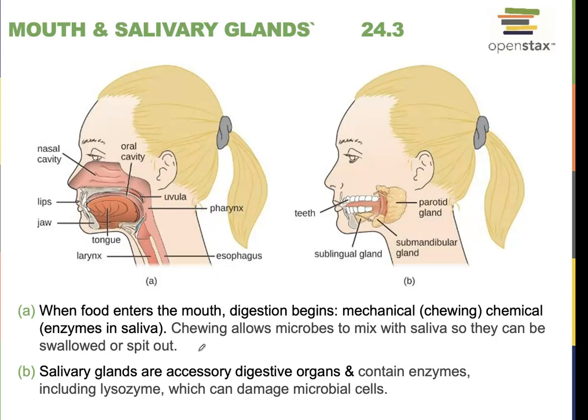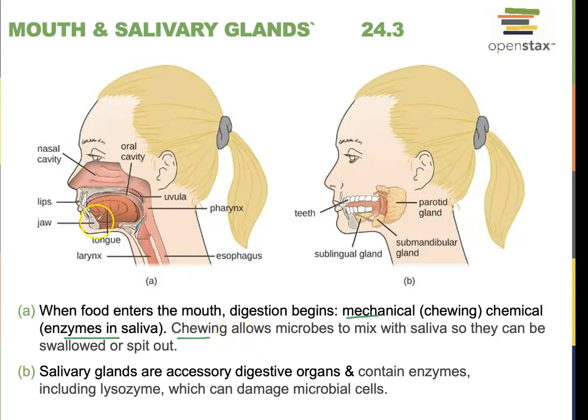Okay, so here in the mouth, we're just going over this again. We're going to begin digestion by mechanically breaking up the food. Mechanical digestion is just chewing. We have some chemicals digesting the fats and the starches in our saliva. And this saliva helps us mix those microbes around.